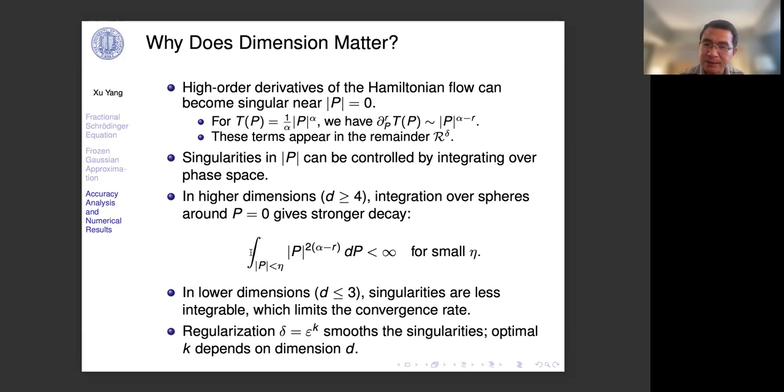And for the higher dimensionality, we are able to bound those terms more easily. And for lower dimensionalities, those terms are less integrable. And that's why we cannot have a uniform bound in terms of dimensionality.